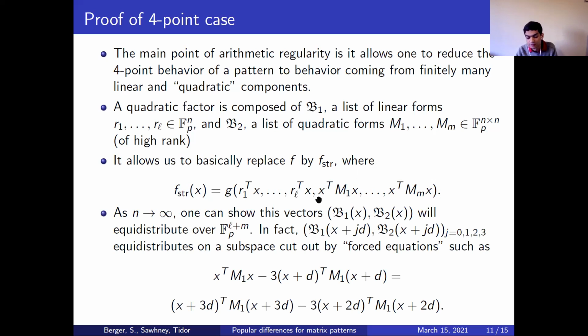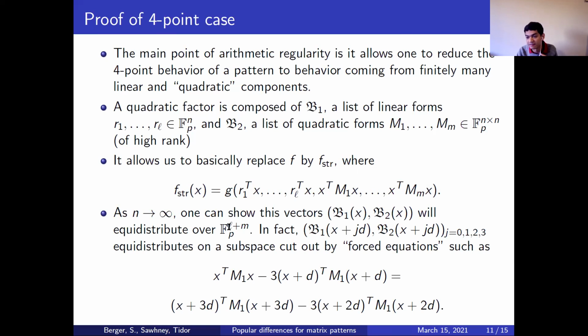Okay, so this rank condition is really telling us that as the group size goes to infinity, if you look at the different values of x that can arise, and you look at what b1 of x and b2 of x are equal to, which I'll just denote as these tuples, then they actually equidistribute over F_p to the l plus n.